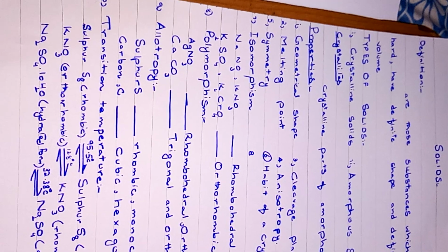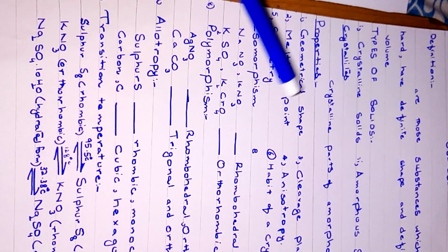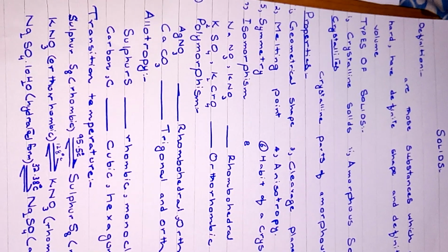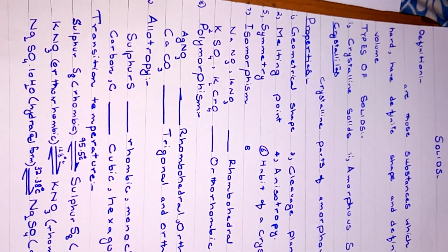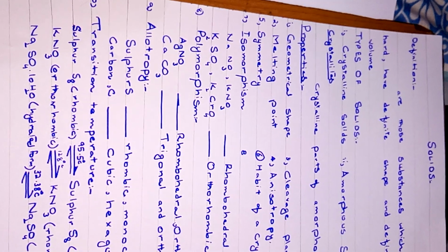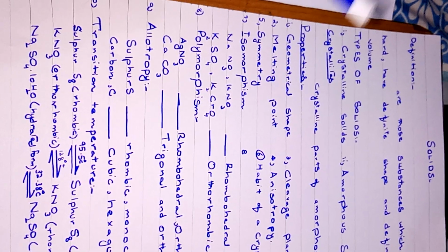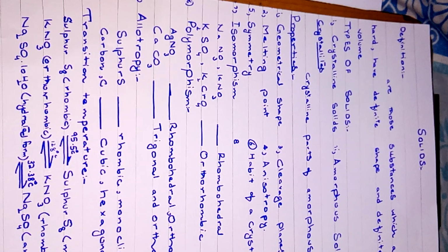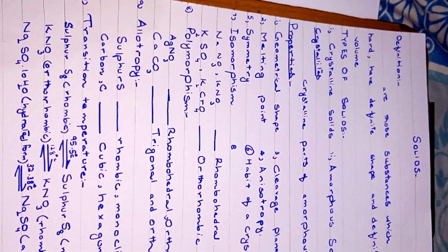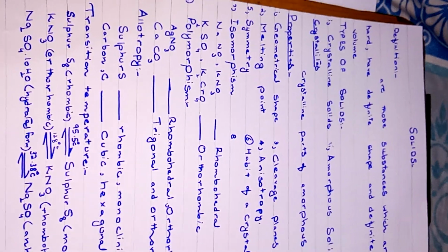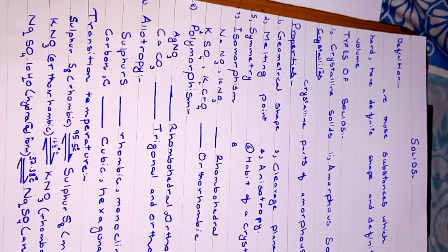Now we will move towards the types of solids. There are two types of solids: crystalline solids and amorphous solids. Crystalline solids are those solids in which atoms, ions or molecules are arranged in a definite three-dimensional pattern. And amorphous solids, what is the definition? These are those substances whose constituent atoms, ions or molecules do not possess a regular orderly arrangement. The best examples are glass, plastics, rubber, glue, etc.